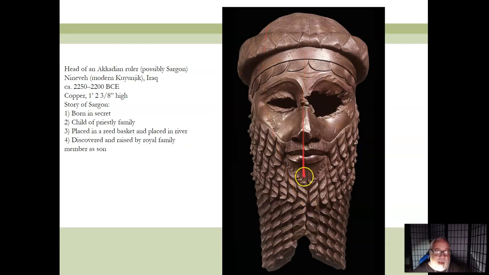So here's one of the Akkadian kings. They think it's Sargon, who's the first king of the Akkadians, who has this really cool, interesting story. He was born in secret. He was the child of a rich priestly family, but because his family was going to be killed, they put the kid in a basket and put him in a river. He was discovered and raised by the new royal family as one of their kids, and eventually took over and became the king.